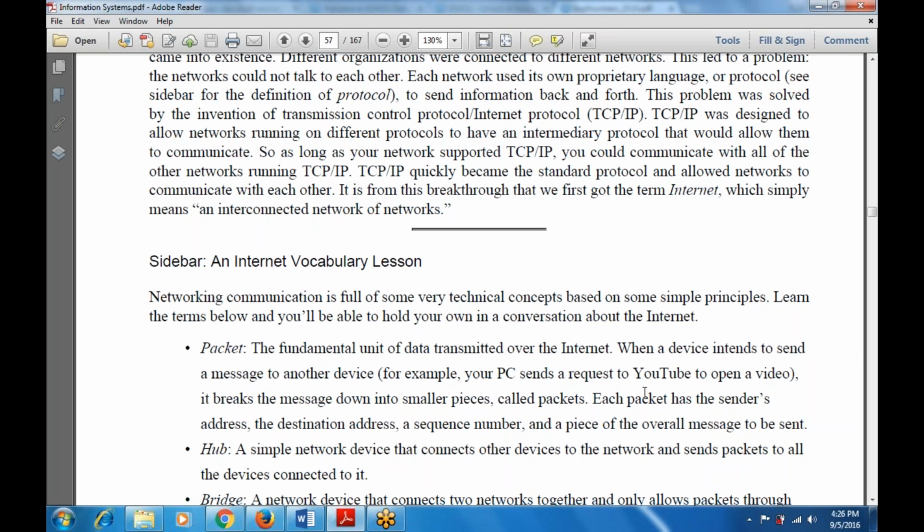The next one is a hub, a simple networking device that connects other devices to the network and sends the packet to all the devices that are connected to it. That is known as the hub. So one is a packet, one is a hub.